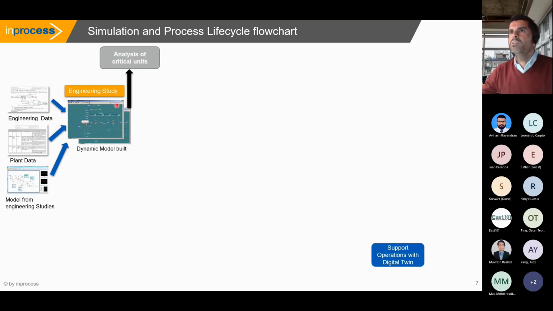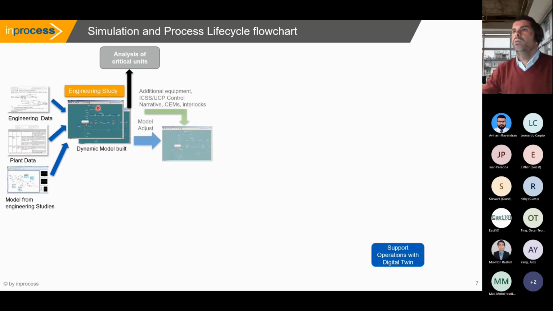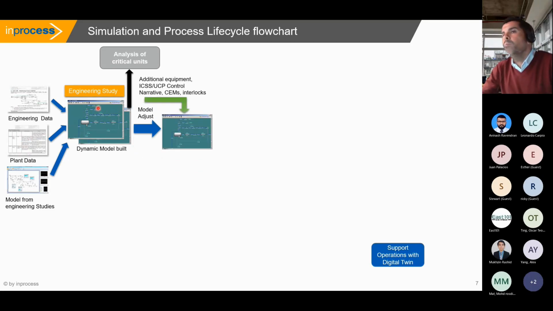And what we do is perform a first analysis of the critical units to analyze in detail, let's say, different aspects and different behaviors that we need to test, right? So later on, we evolve this detailed model of different packages, and we adjust to add additional equipment, to add the ICSS and the unit control package control narratives and cost-effective matrix and interlocks.